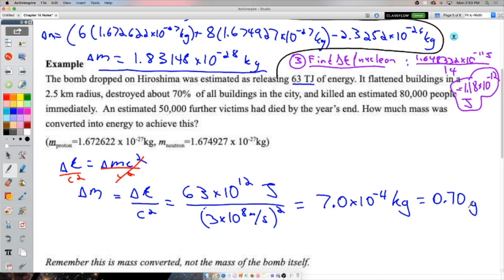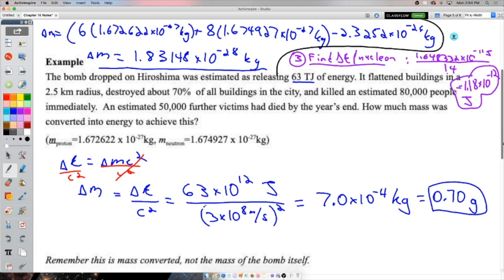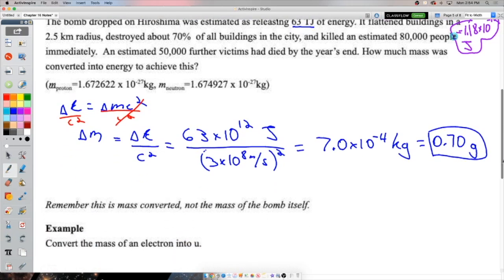It's kind of scary. It's almost something that, when you think about applications like this, makes you feel like it's something we shouldn't have unlocked. Of course, this nuclear energy has a lot of great applications that we'll talk about later, but sometimes the good comes with bad. So it's a pretty incredible power that is contained in this binding energy. 0.7 grams, and it pretty much destroyed a city.